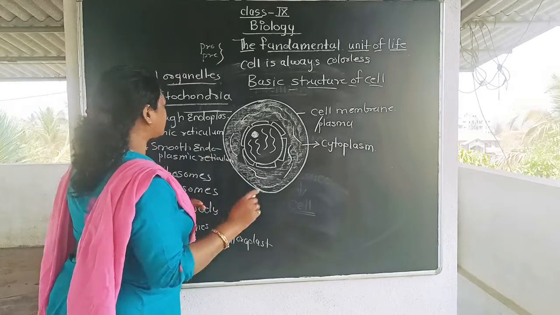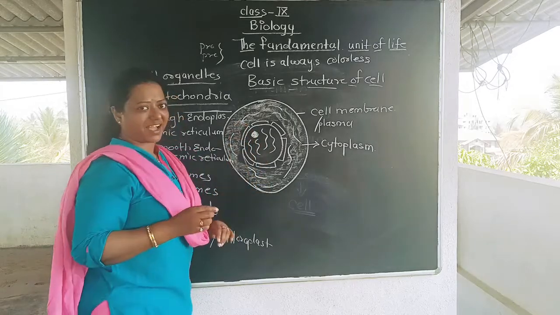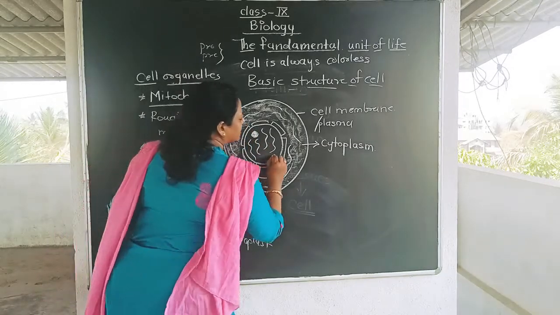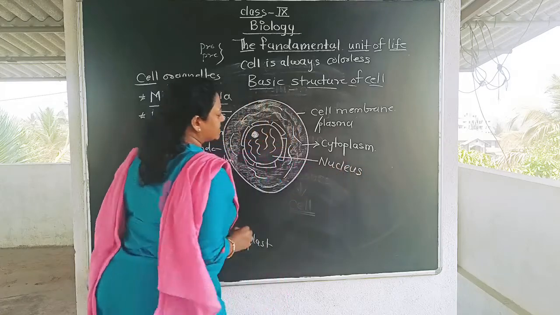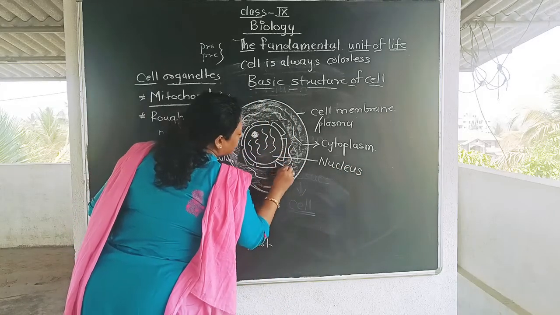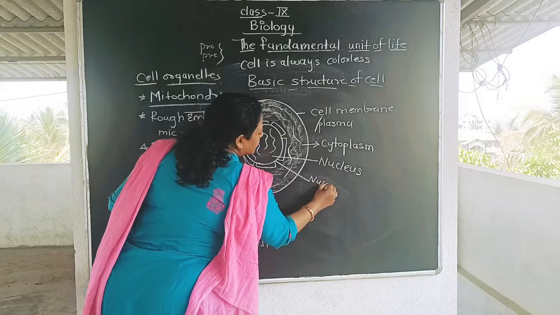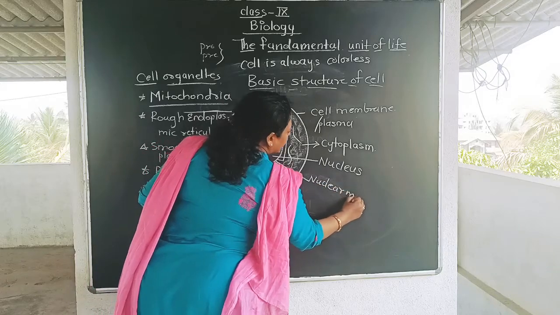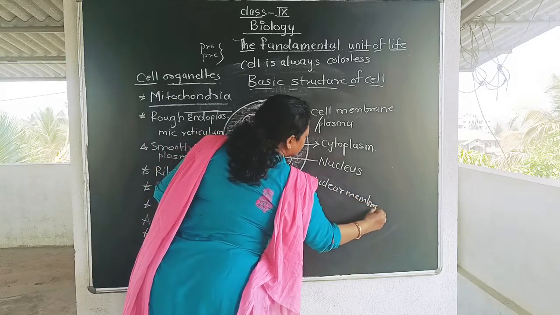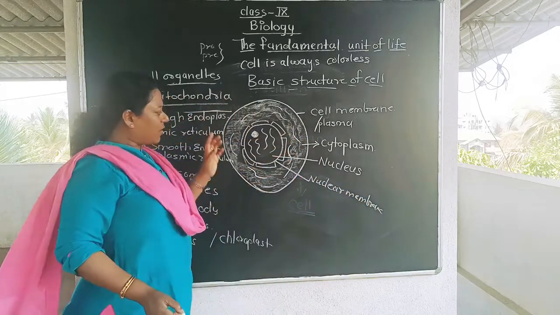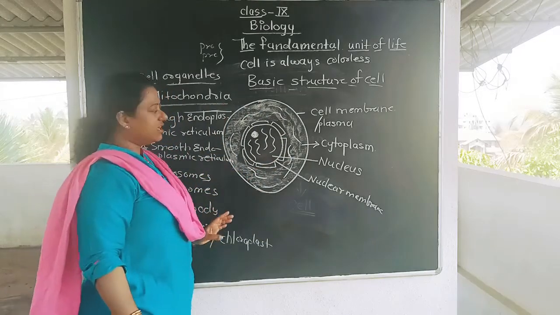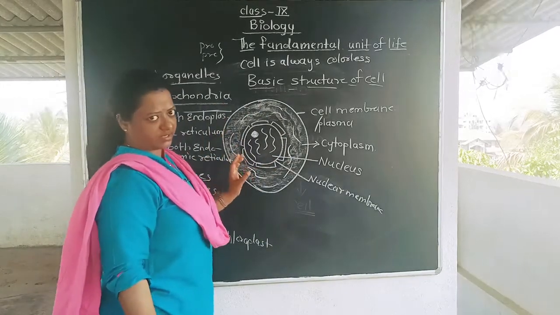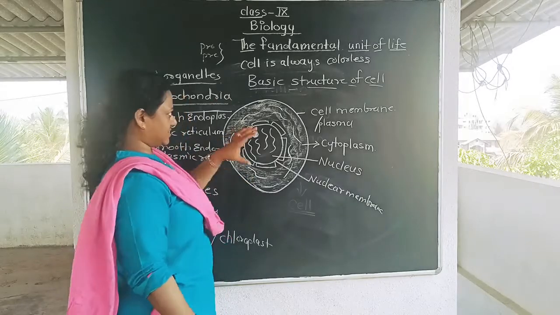Sorry, very sorry. There is one structure that I have forgotten. That is what? Nucleus. This is the nucleus, students. And this nucleus is surrounded by what? Nuclear membrane. This is also the nuclear membrane. Students, about the nucleus we will learn later. There will be a separate lecture on the nucleus itself. So here it's just an introduction to the basic structure of the cell.